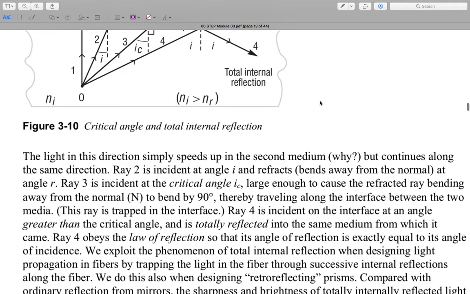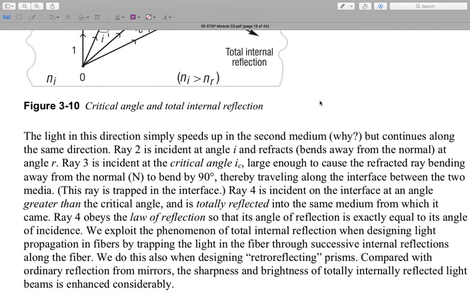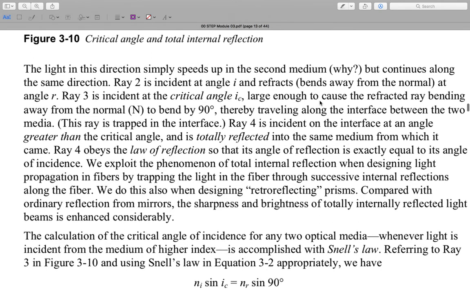fiber through successive internal reflections along the fiber. We do this also when designing retroreflecting prisms, combined with ordinary reflection from a mirror. The sharpness and the brightness of the totally internally reflected light beam are enhanced considerably.